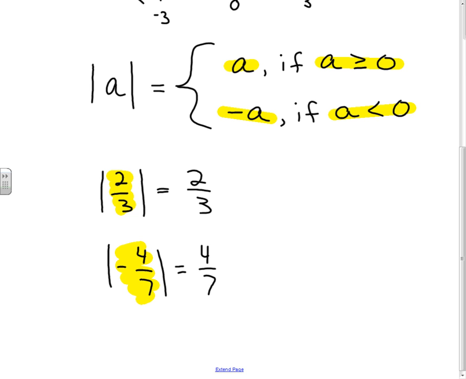But I really don't like to think of it that way. I like to think of it as, how far is it from 0? Therefore, it has to be a positive distance.